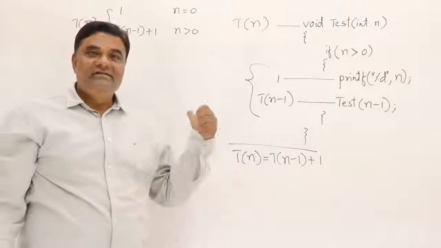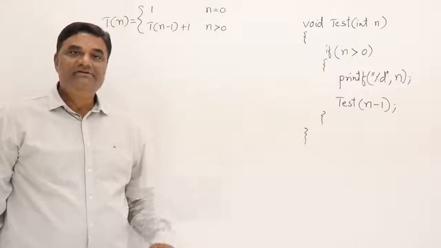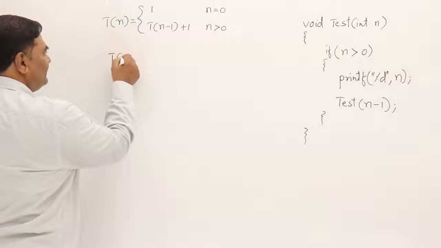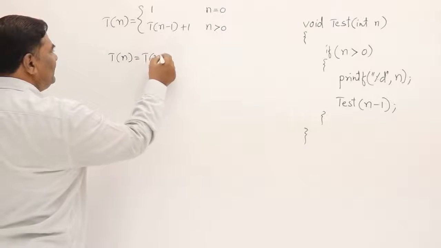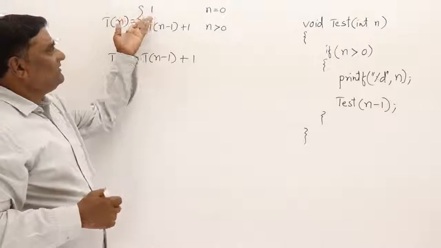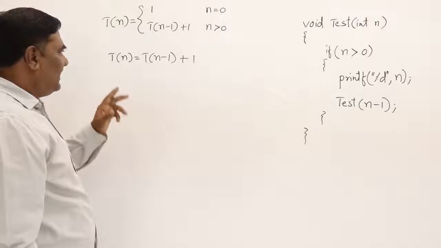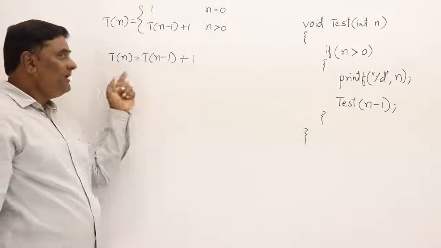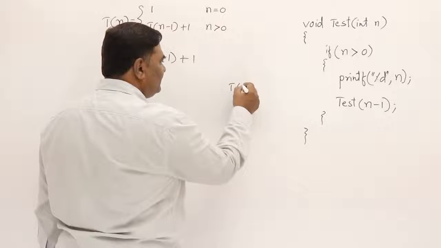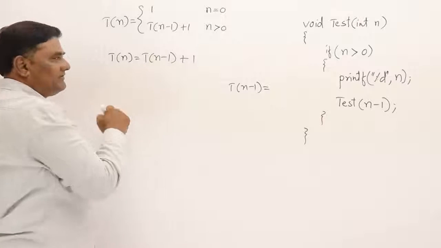Now let us solve this recurrence relation by the substitution method. Back substitution we will follow. Let us take this: Tn is equal to Tn minus 1 plus 1. We will solve this one. That is already solved, it is 1. We have to solve this one. Now for solving this, I can know the answer for Tn if I know what is Tn minus 1. So what is Tn minus 1?